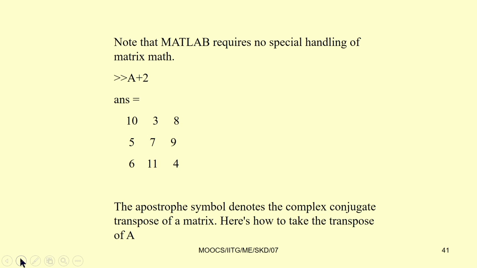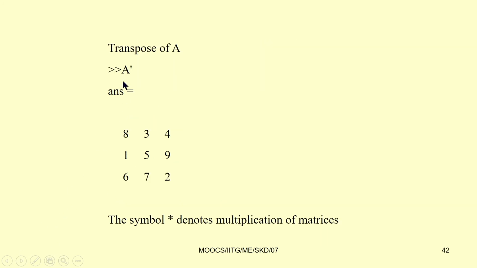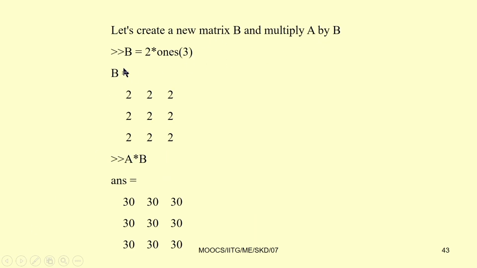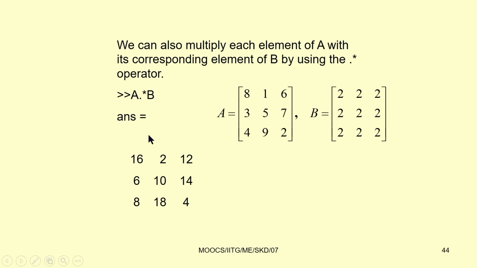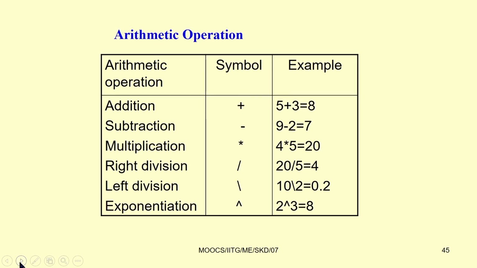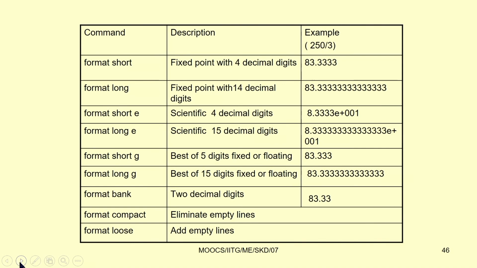Simple matrix operations you can also learn. For example, a plus 2 will add 2 to all the elements. Then transpose, just by putting a dash, you can have the transpose of that matrix. Then you can create any other matrix, for example, 2 into this thing, A cross B. For A matrix and B matrix, if you want to multiply element wise, then you just put a command like this, A dot star. Element wise operation can be done by putting this dot. These are some of the addition, subtraction symbols you can use.